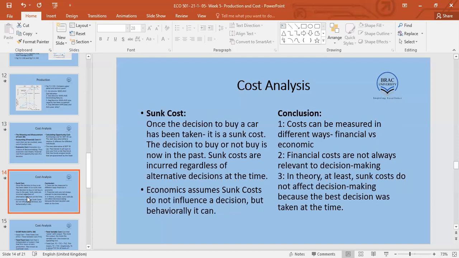Now, what's the conclusion in this particular part? That costs can be measured in different ways, financial and economic. Financial costs are not always relevant to decision making, because in economics, we look at decision making on the basis of opportunity costs. Okay, in theory at least, some costs do not affect decision making, because the best decision was taken at the time.